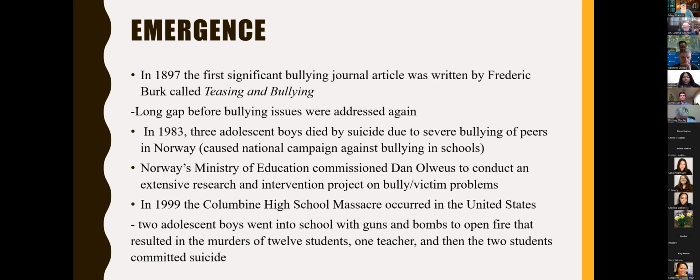problems. In 1999, the Columbine High School massacre occurred in the United States. That's when two adolescent boys went into a school with guns and bombs, and it resulted in the murders of 12 students and 1 teacher, and then the two shooters committed suicide.